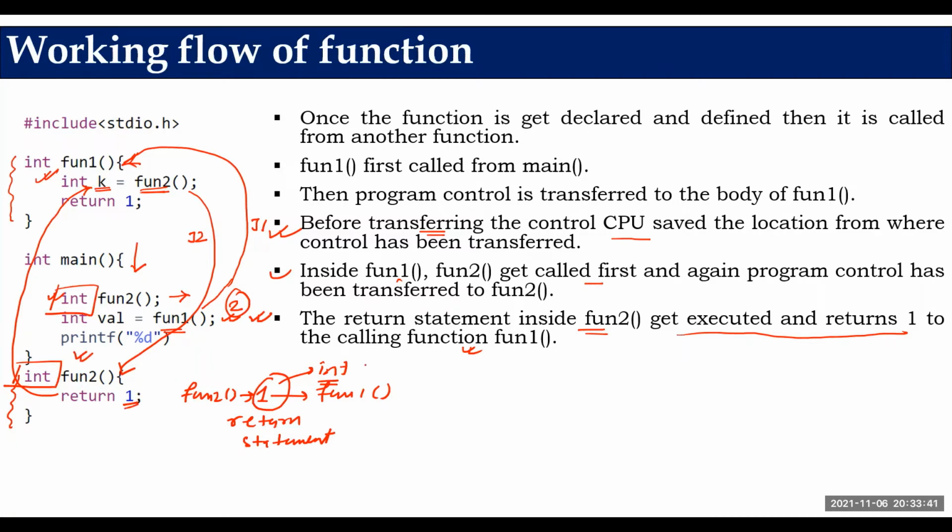Fun2 is returning a 1. What is the type of 1? Integer. To whom? Fun1. So now fun1 requires what? A variable. For what? To save the return value. Who is returning? Fun2 is returning. What type of value? Integer type. So what type of variable should I declare in fun1? The type of variable should also be integer. So you can check the first line.